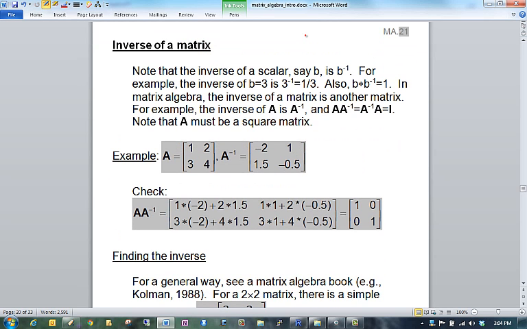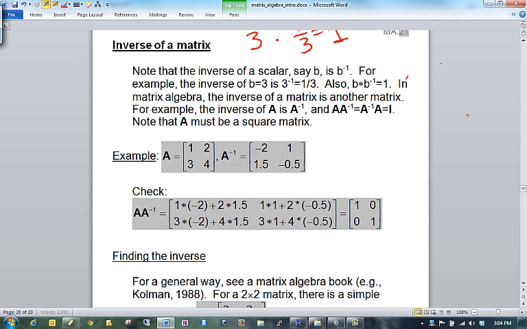Let's talk about how to find the inverse of a matrix. Now, all of you have seen cases such as, maybe I have the number 3, and I want to do what's called invert it. In other words, take 1 over 3. Now, if you were to multiply these two together, you get 1.